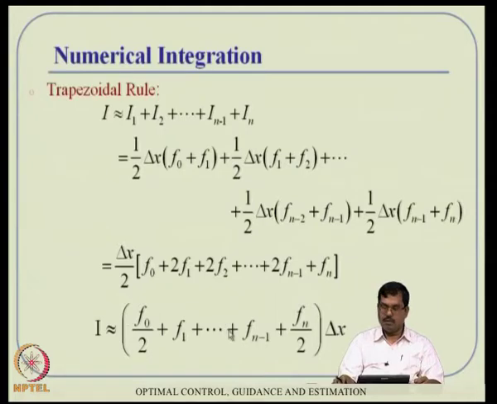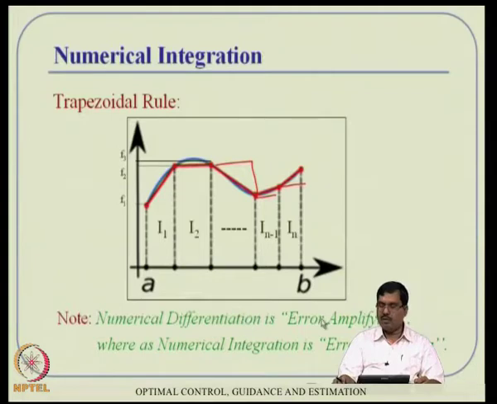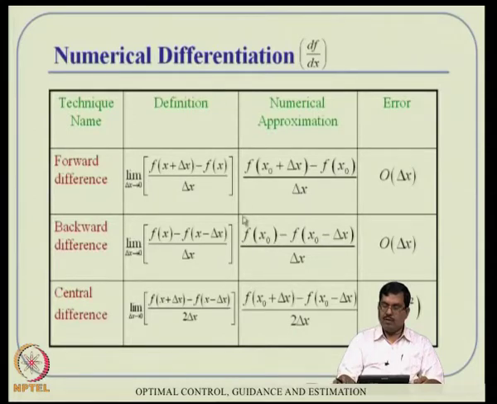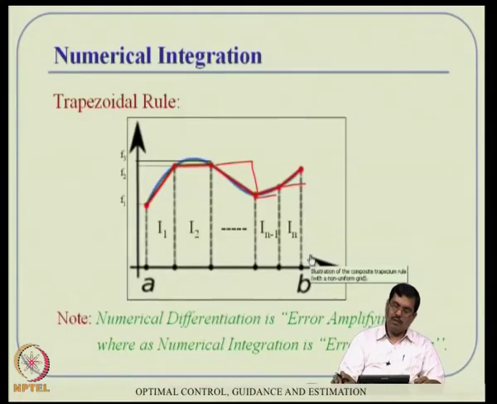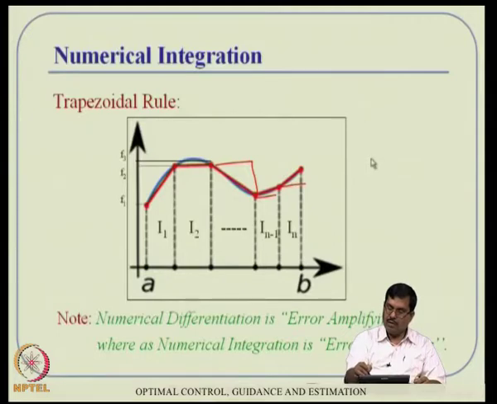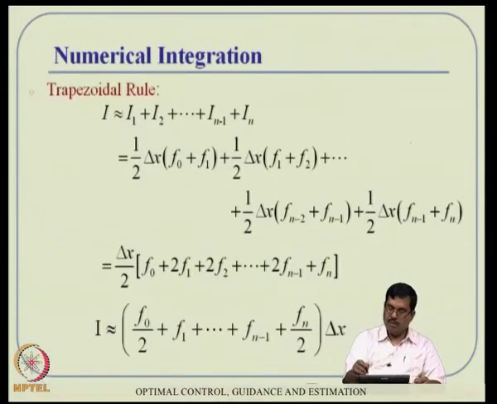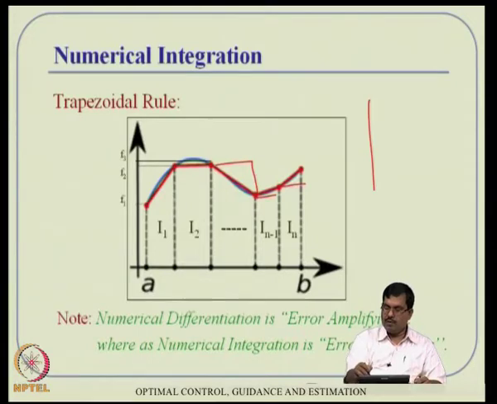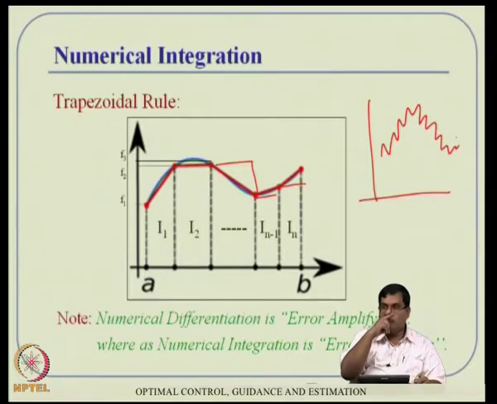Also remember, there is a small comment here that numerical differentiation is always error amplifying, whereas numerical integration is always error smoothing. Because if you do numerical differentiation with these formulas, suppose you have a little error, say the function is not nicely this way, but has something like a small error. That means the function is not this way, but something like this.